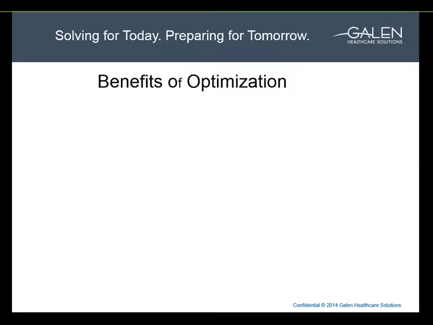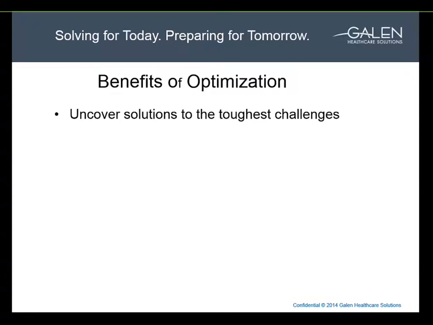So what are some of the benefits of optimization? Optimization allows us to uncover solutions to the toughest challenges. This can include thinking outside of the box to develop solutions that no one has yet thought of. With optimization, you want to extract the maximum yield from every resource, whether it be scheduling, staffing, patient initiatives, and identify innovative solutions, and not just cope with, but conquer the toughest conflicts.